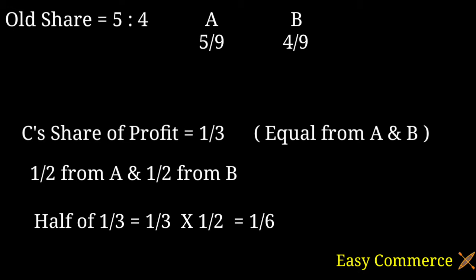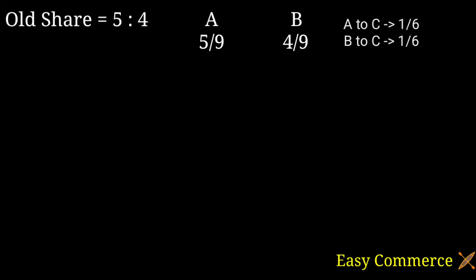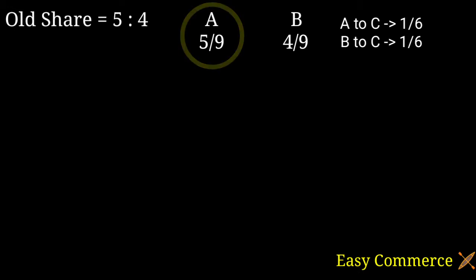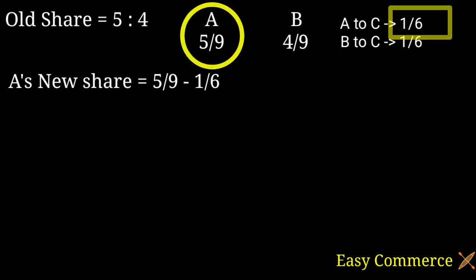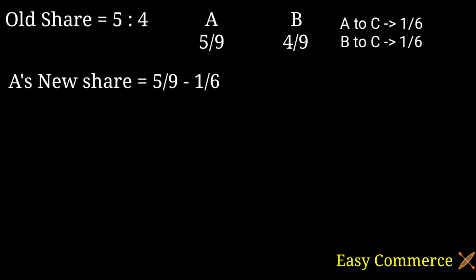Here A is giving to C 1/6 portion from his profit. His profit share is 5/9. From 5/9 he gives C 1/6. So A's new share, or A's remaining share, equals 5/9 minus 1/6. Here the LCM is 18, so we can write 10/18 minus 3/18. That's equal to 7/18. So A's new share is 7/18.